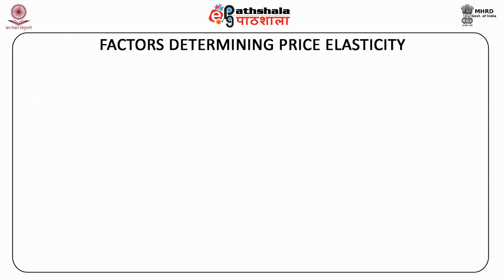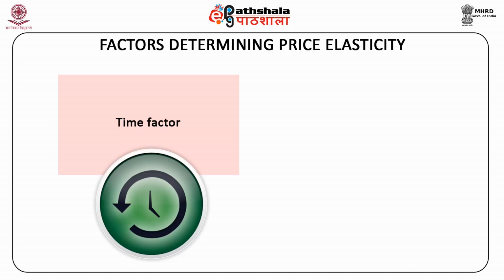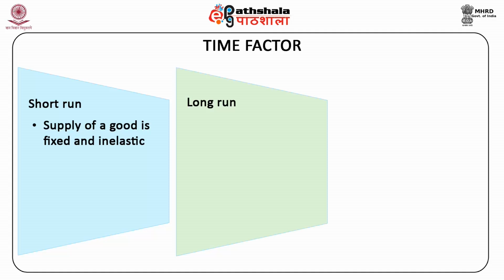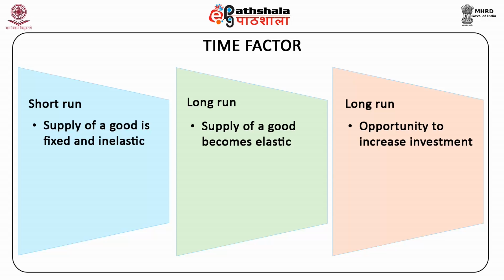The factors that determine the price elasticity of supply are: 1. Time factor, 2. Law of diminishing returns. In a short period, the supply of a good is fixed and inelastic. However, in the long run, it tends to be elastic because the long run provides opportunities to the suppliers to increase their production, investment, technology, and so on.